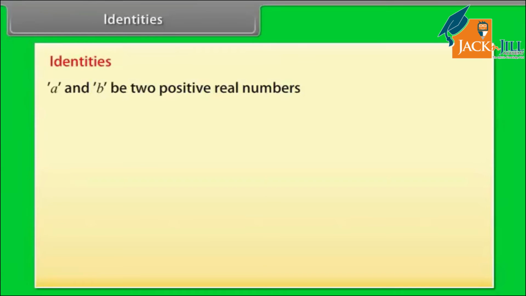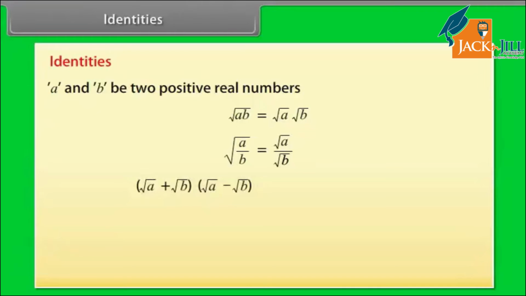Let a and b be two positive real numbers. Then square root of ab is equal to square root of a into square root of b. Square root of a divided by b is equal to square root of a divided by square root of b. Square root of a plus square root of b multiplied by square root of a minus square root of b gives a minus b. A plus square root of b multiplied by a minus square root of b gives a square minus b.